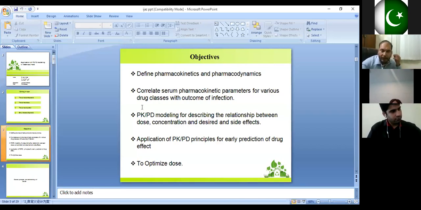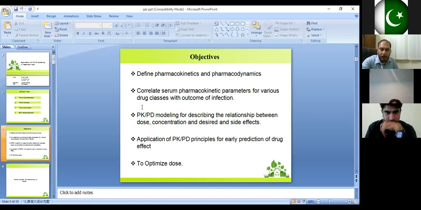After that, we will apply that pharmacokinetics and pharmacodynamics for early prediction of drug effect. Due to this model, we will also predict different dosages. That is, if suppose we are increasing the dose, then what will be the side effect or adverse effect, or if suppose we are decreasing the dose, so what will be the effect.